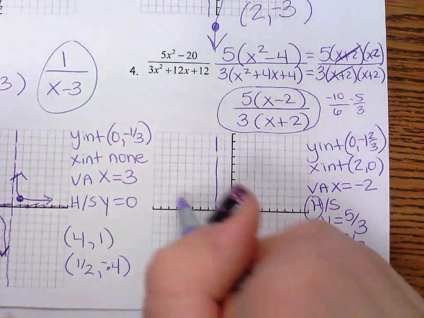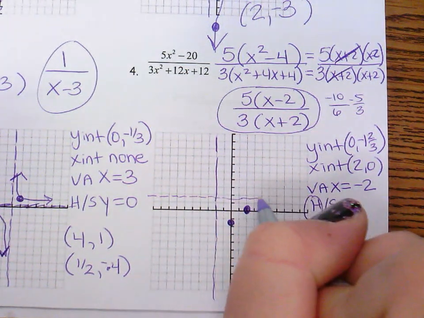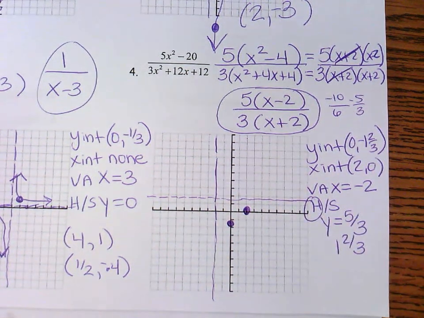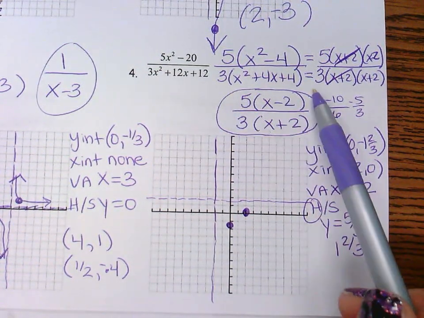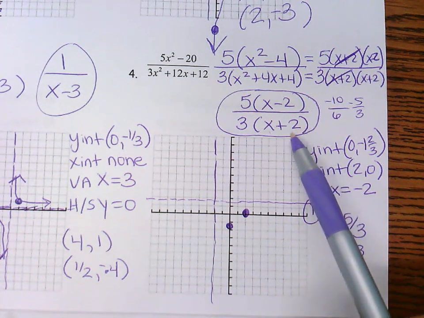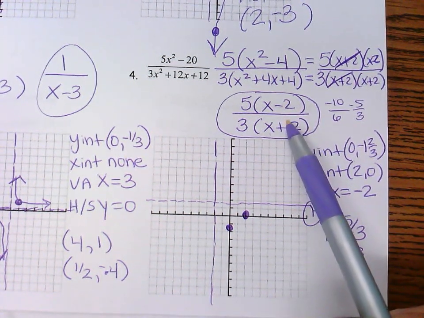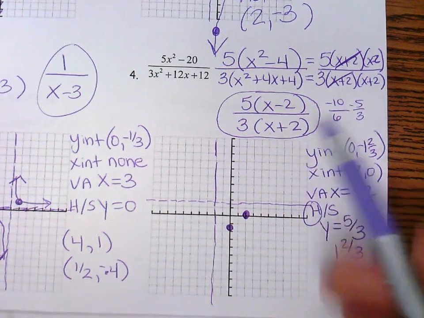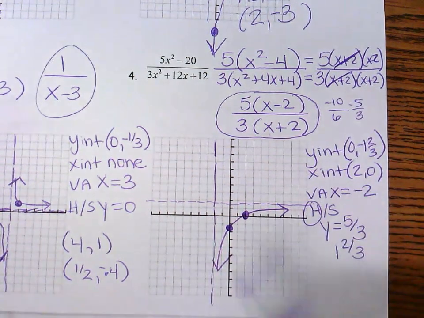So at 1 2/3, you've got your horizontal asymptote. Because if you plug in 1,000,000, you basically get 5 million divided by 3 million. These little -2s and +2s don't really affect 1,000,000, right? So here's my first little elbow. My other elbow is probably over here.